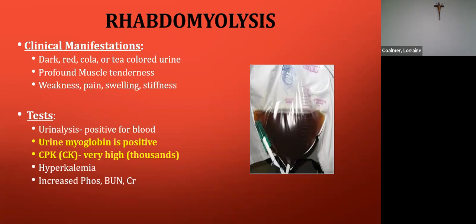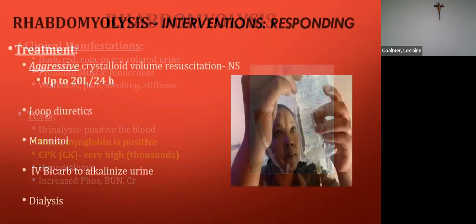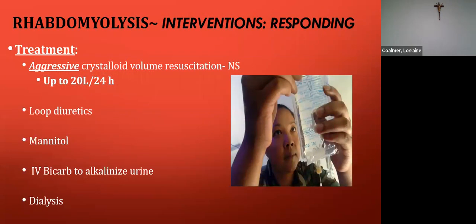All right, so how do I treat this? And when I say aggressive fluid, you see that 20 liters in 24 hours? You're running fluids wide open. You are just flushing out. Because that myoglobin's a lot like cement to the kidneys. So you're flushing it out, you're aggressively flushing it out. You may even chase it with a loop diuretic like Lasix or Bumex or mannitol. I do see them running a bicarb drip to sort of alkalinize the urine.